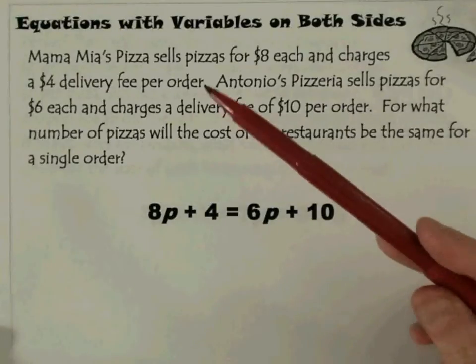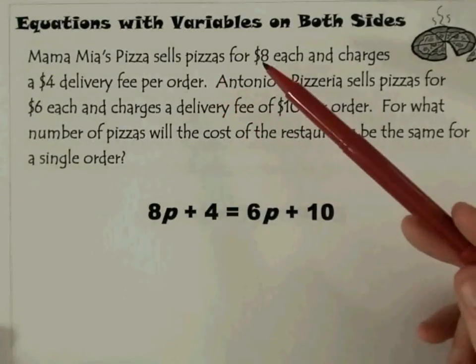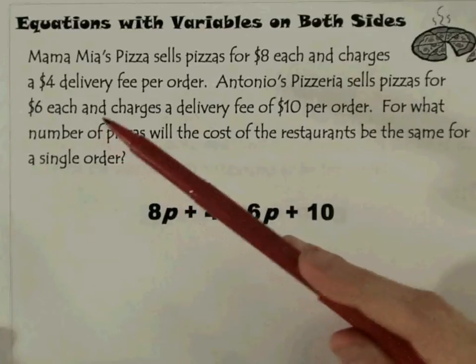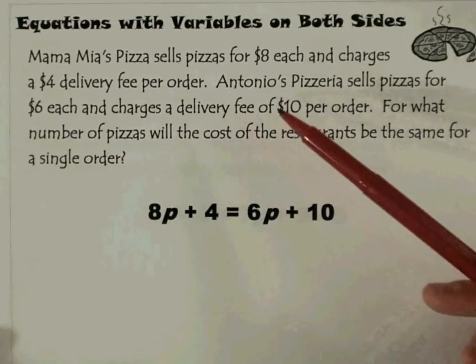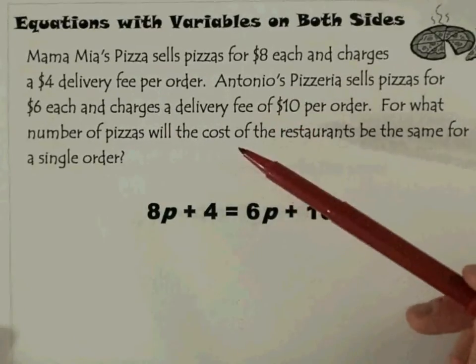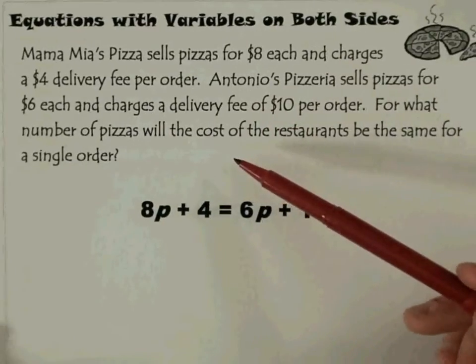When I look at this problem, Mamma Mia Pizzas sells pizzas for $8 each and charges a $4 delivery fee per order. Antonia's Pizzeria sells pizzas for $6 each and charges a delivery fee of $10 per order. For what number of pizzas will the cost of the restaurants be the same for a single order?